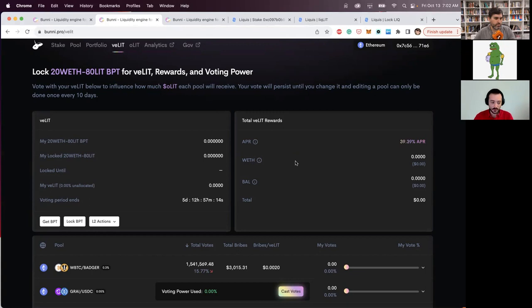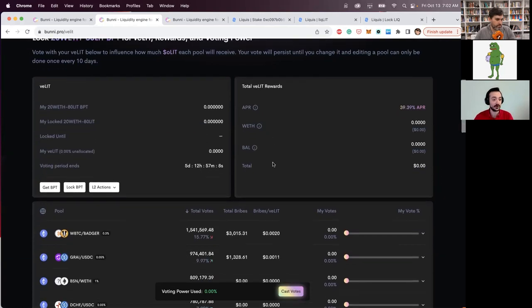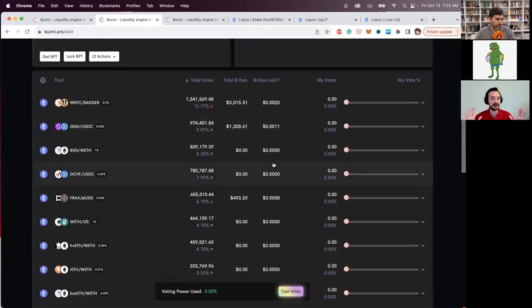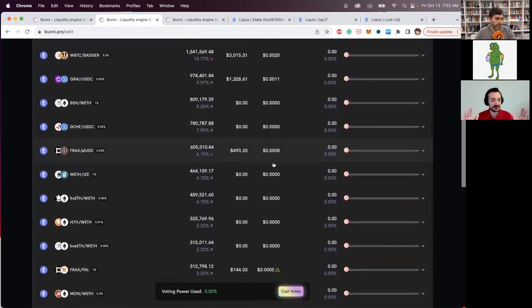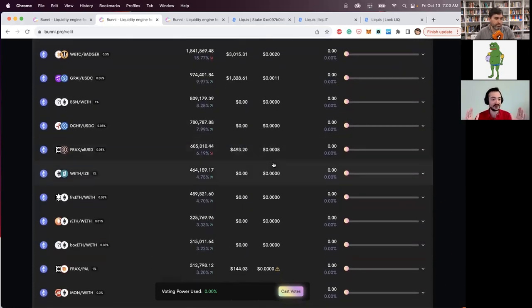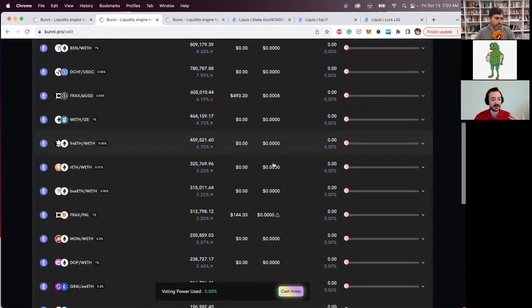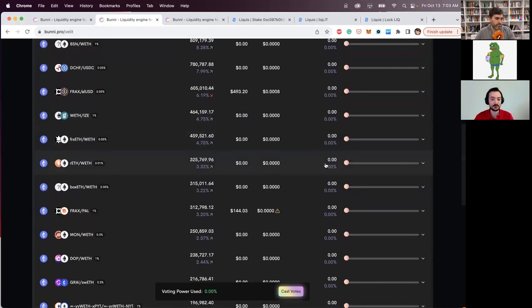Then what can you do just under here? You can vote to decide where OLIT emissions go, right? The protocol has a set budget. They're like, this is how much we are willing to pay for this week. Users decide, I want to give a bit more to this pool, or a bit more to the rETH pool, because I like it better. So this is a very important vote of confidence from users to a protocol that they like.